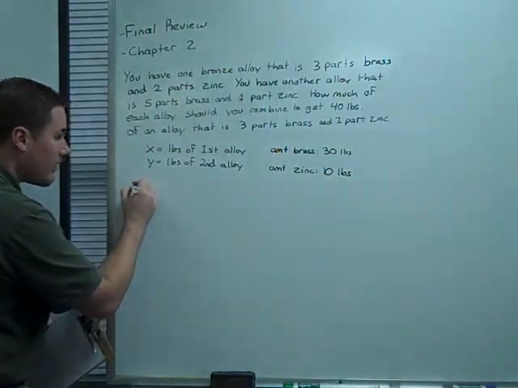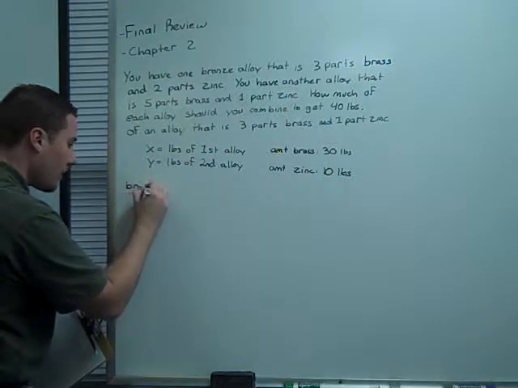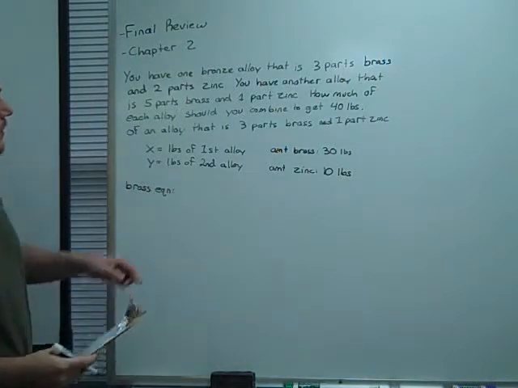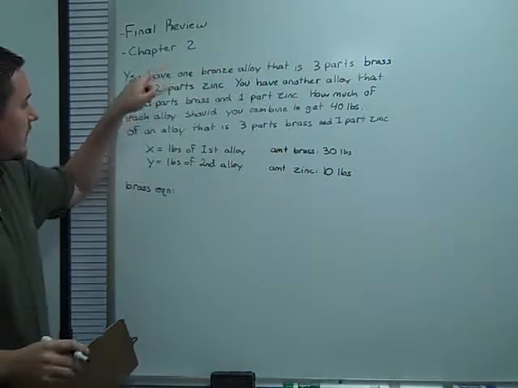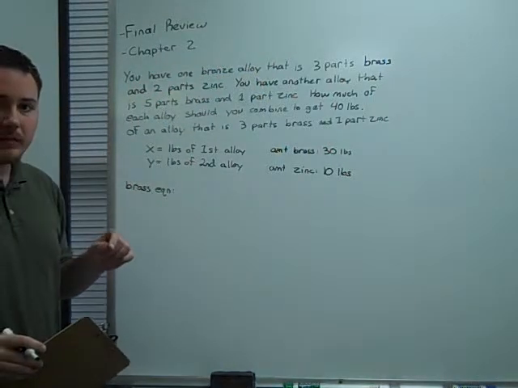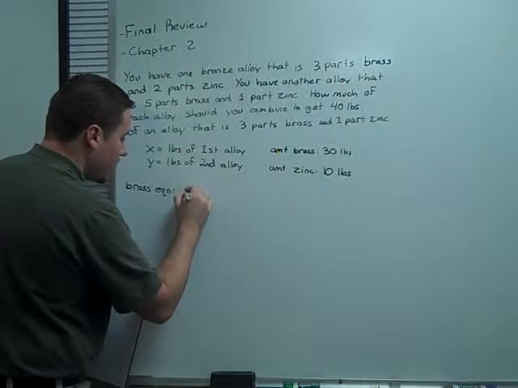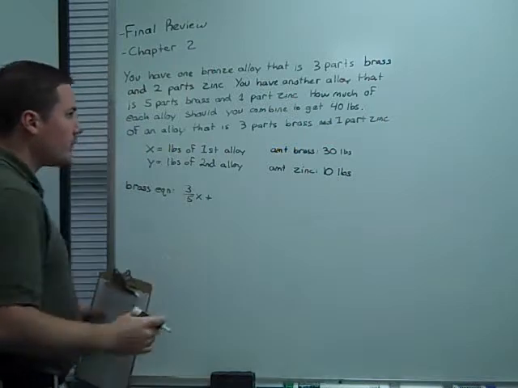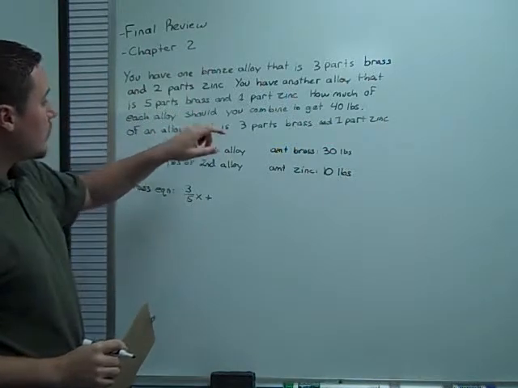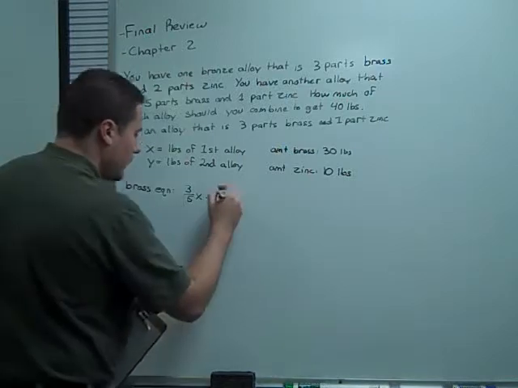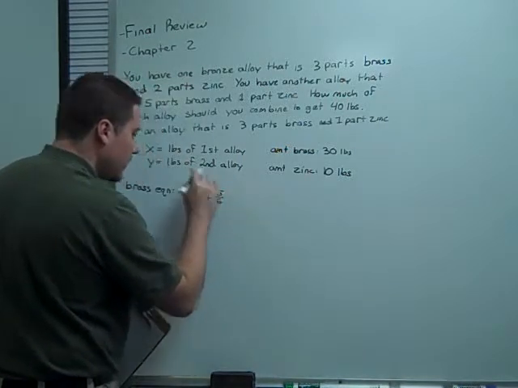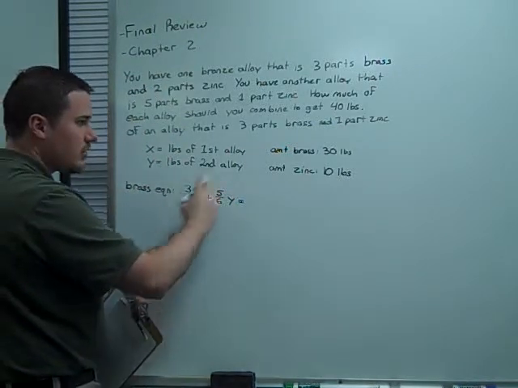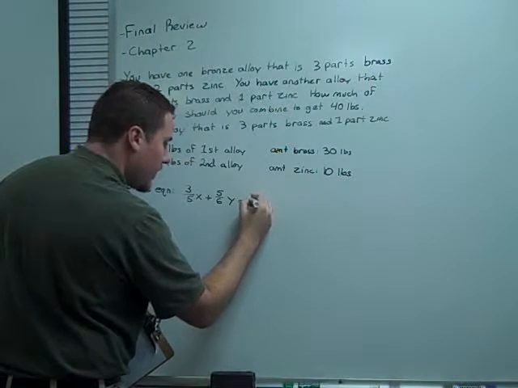So I want to write a brass equation. Where is our brass coming from? Well, the first alloy is 3/5 brass. So I'm going to take 3/5 of my first alloy, X. And then I'm going to add the amount of brass that I get from my second alloy, which is 5/6. Now 5/6 of the second alloy, which is Y. Now this is all about brass, so we want this to come out to be 30.